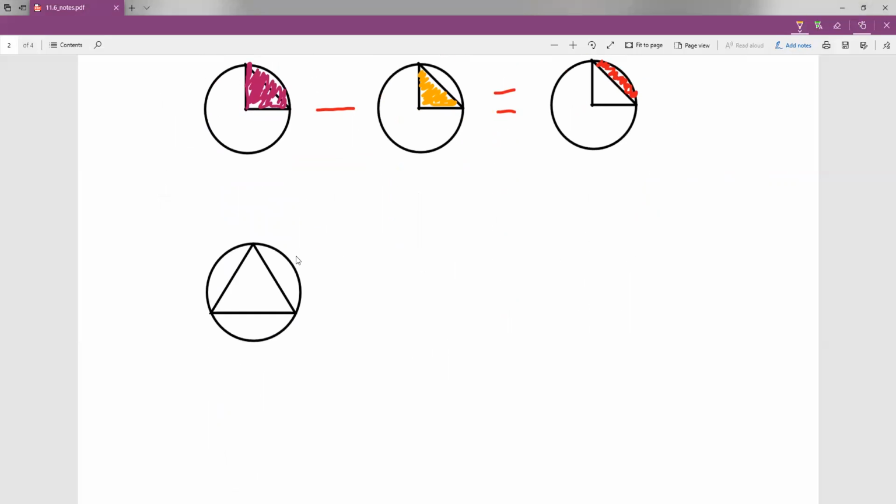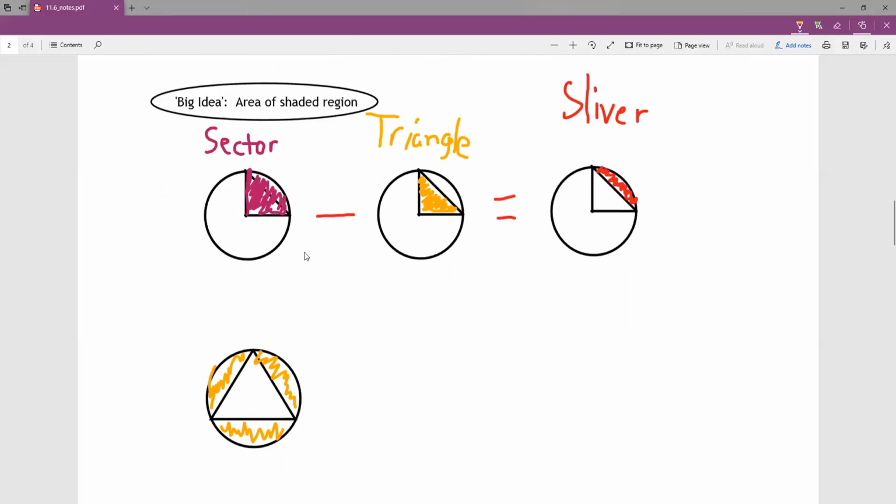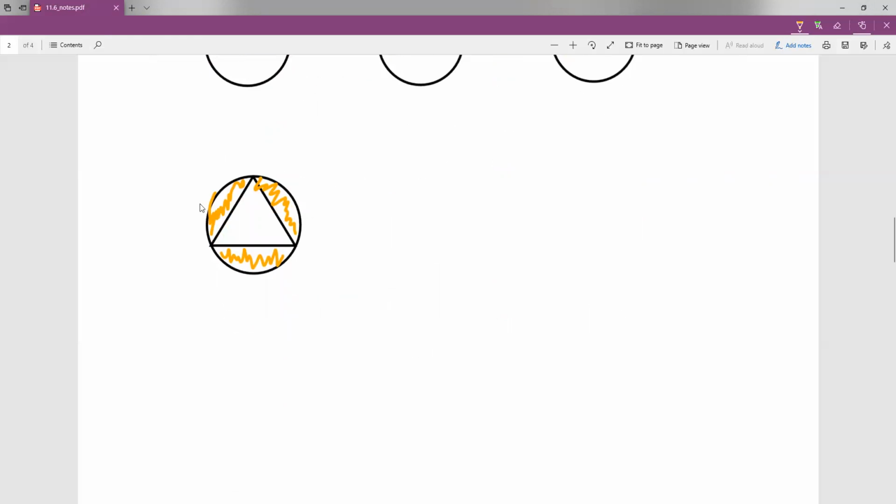Here's another example of trying to find the area of the shaded area. So here I have a circle, right, and there's a triangle inside. How would you guys find the area of just these little slivers here? Well, one way you could do it is find the area of the circle, and you could subtract out the area of the triangle, and that would get you the shaded area, right?